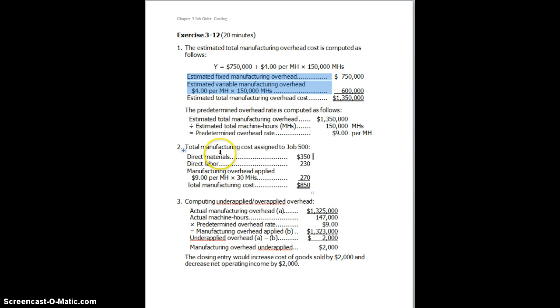Therefore, in order to calculate the cost of this job, we will take the direct materials of $350 plus the direct labor of $230 as given in the problem, and we will calculate the total manufacturing overhead to be applied on this job of $9 per machine hour multiplied by 30 machine hours, total manufacturing overhead $270. Total manufacturing cost on job 500 will be $850. The $350 plus the $230 plus the $270, $850. This does it for our discussion of solution to exercise 3-12.